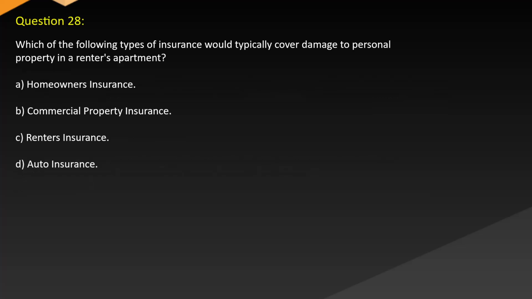Question 28. Which of the following types of insurance would typically cover damage to personal property in a renter's apartment? A. Homeowner's insurance. B. Commercial property insurance. C. Renter's insurance. D. Auto insurance.